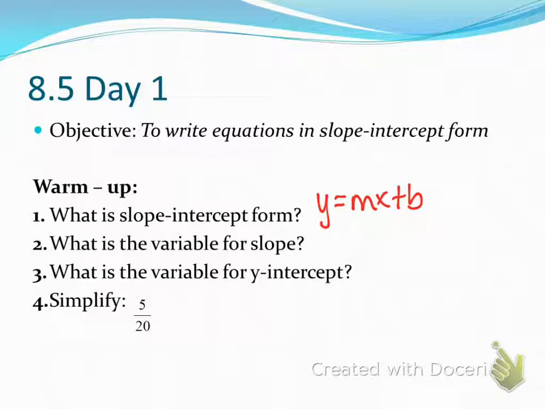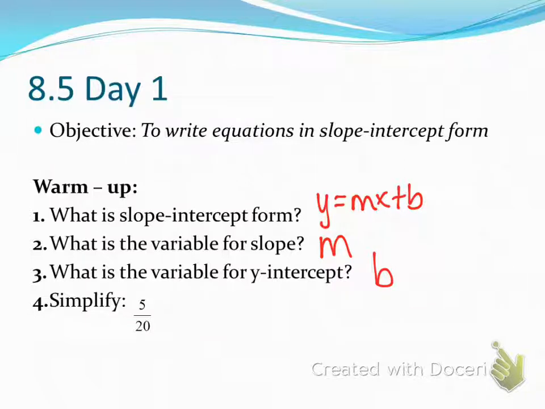What from that equation is the variable for slope? Keon? M stands for slope. What is the variable for the y-intercept? Natalie? B is our y-intercept. I still saw people switching those on that quiz.